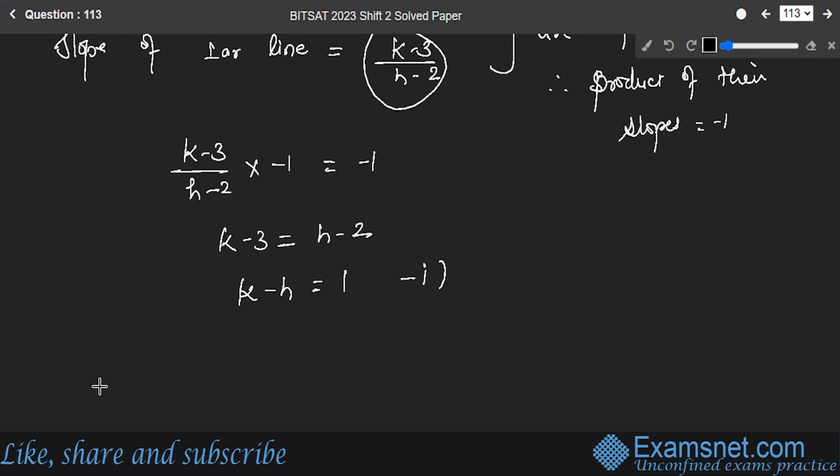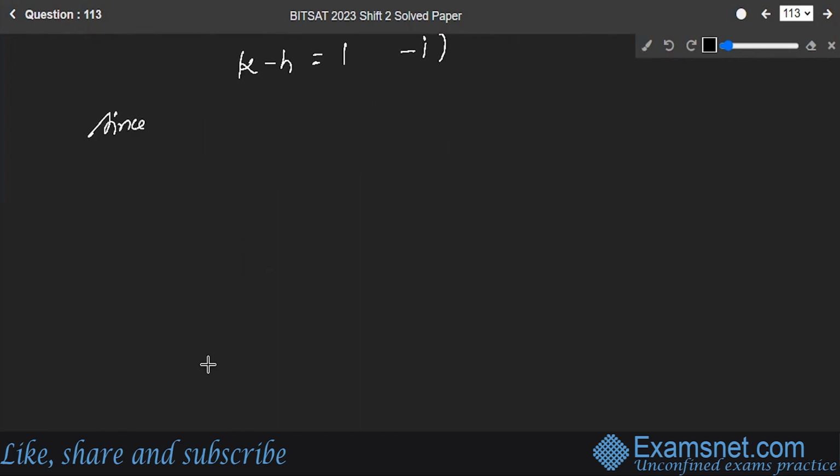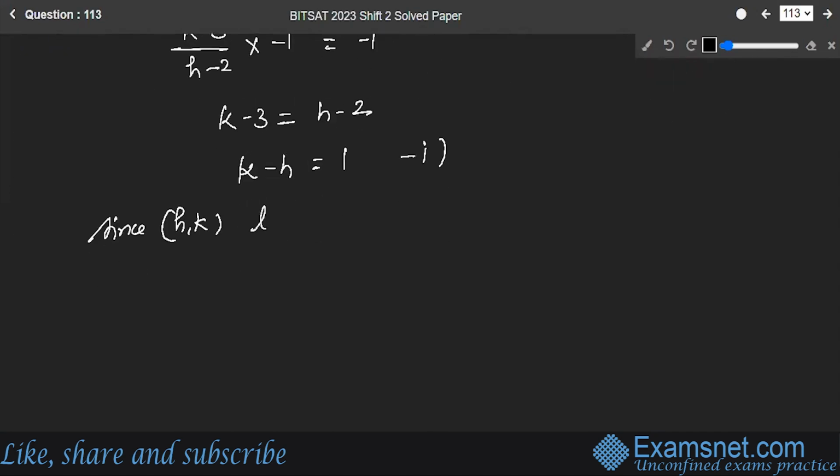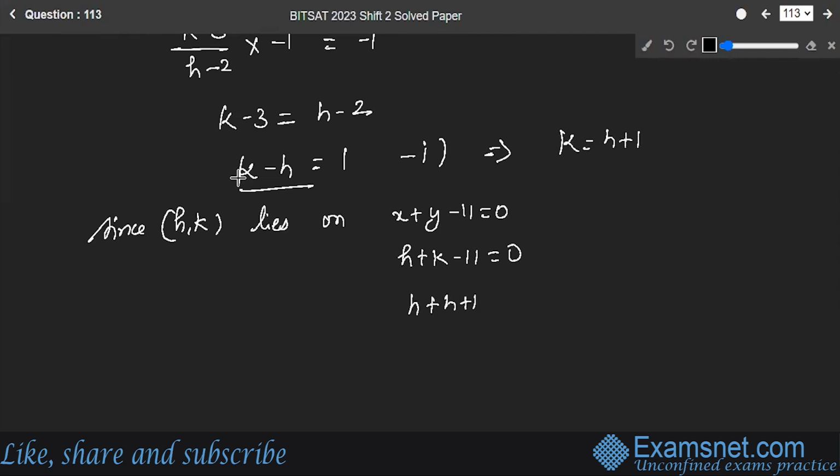Now, since H and K lie on the given line, hence we have, since H and K, see, this was the point H and K, this one. So this point H and K lies on the line x plus y minus 11 is equal to 0. So you have H plus K minus 11 is equal to 0. You have K minus H as 1, or here you can say K is equal to H plus 1. So H plus 1 minus 11 is equal to 0. 2H is equal to 10, or you have H as 5.